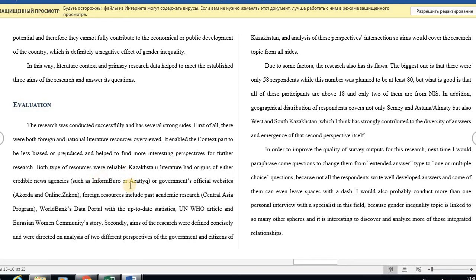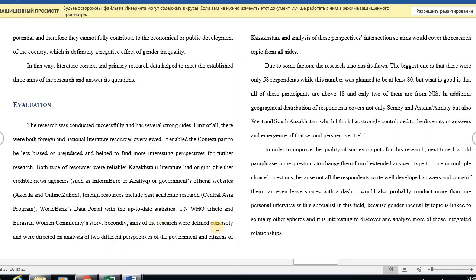Both types of sources were reliable. You can talk about reliability, but you should also prove why your sources were reliable. You can also, if some of you used international bodies like the United Nations, that's also fine. I think you can mention that it's credible. Right. So if you look, okay.